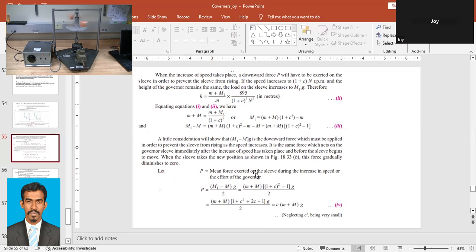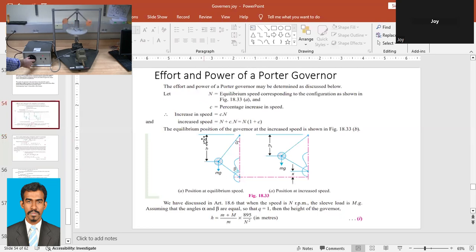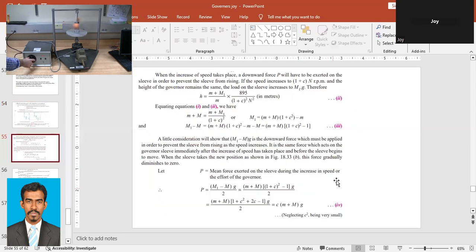Let P be the mean force exerted on the sleeve during the increase of speed, the effort of the governor. Right? P we will consider as a mean force, the mean force exerted on the sleeve during the increasing speed. So during the speed increase from this to this, the position changes. We'll consider that P as the effort of the governor. P is the effort of the governor.